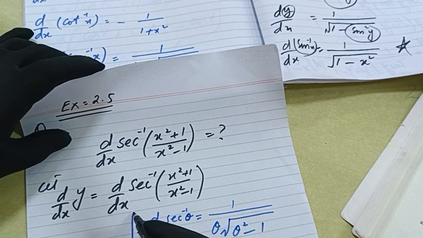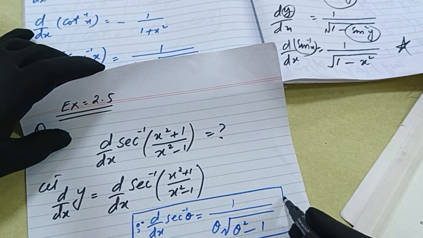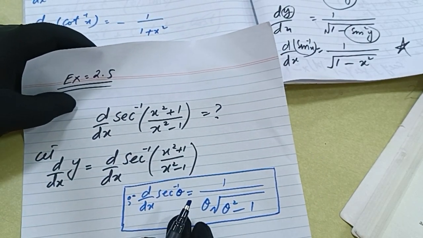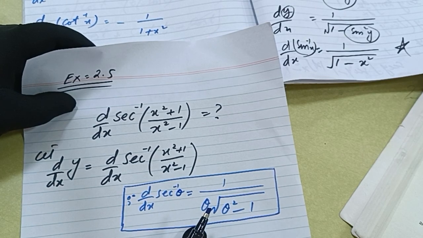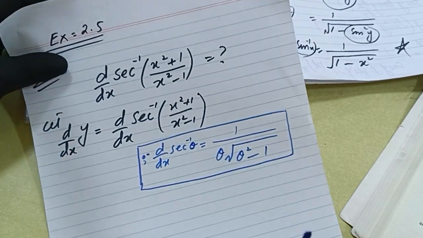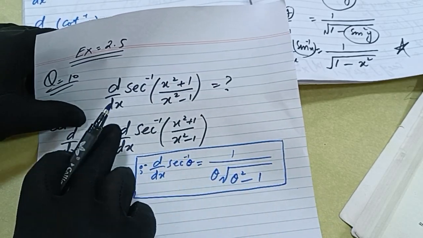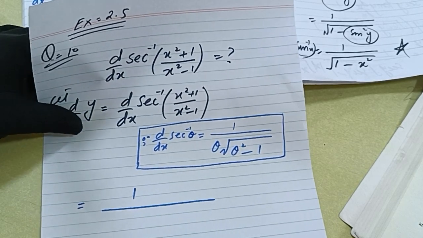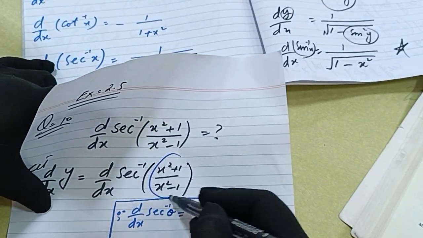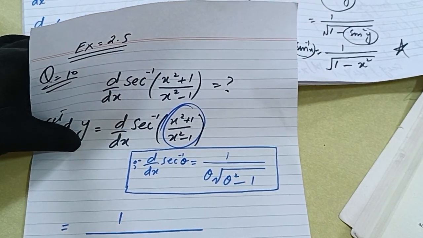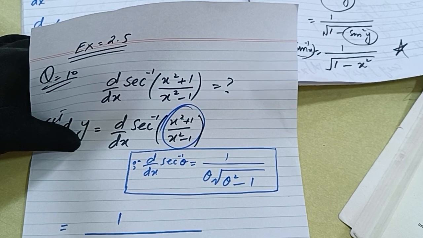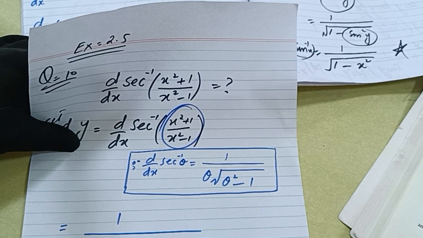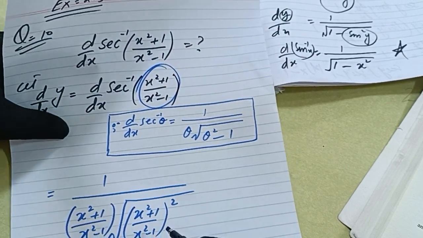If you don't know it, you have to learn it. But you must know that the derivative of secant inverse of the angle equals 1 over that angle times the square root of angle square minus 1. Now apply this derivative on this function. It will be equal to 1 divided by the angle. What is the angle? This complete expression is the angle: x square plus 1 over x square minus 1. Then the square root of the angle, x square plus 1 over x square minus 1, whole square, minus 1.